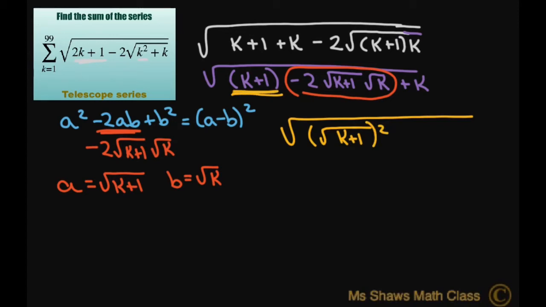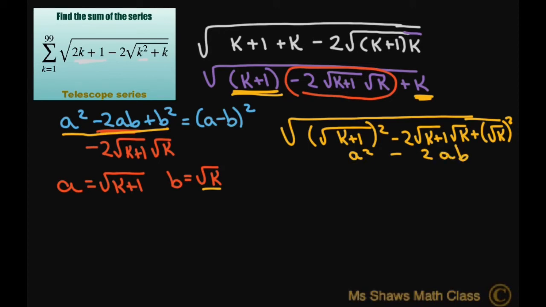And when you square that, you get this back. So I'm not changing anything. Now I'm going to copy this down. 2 square root of k plus 1 times square root of k. And then for my b is square root of k. So I can write this as square root, and it's supposed to be a plus square root of k squared. Now that it has this form, I have my a squared minus 2ab plus b squared. So therefore I'm going to write it as a minus b squared.